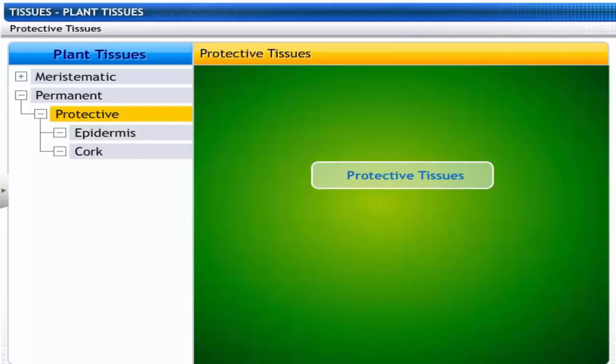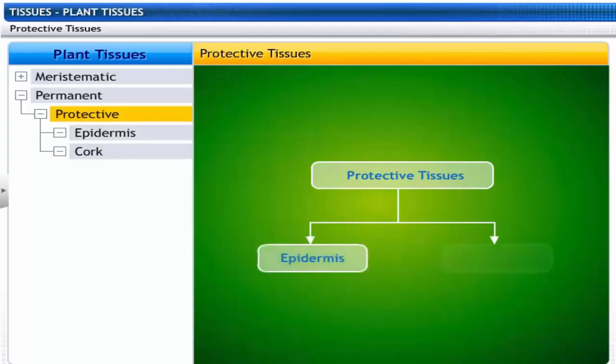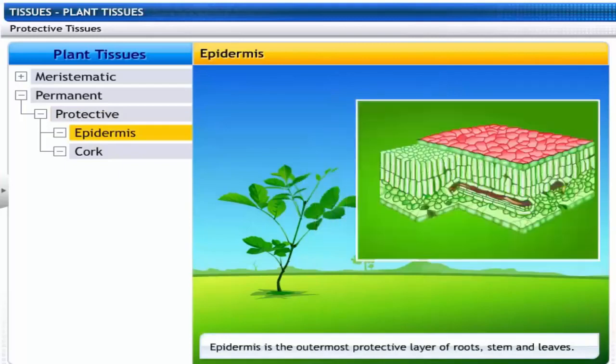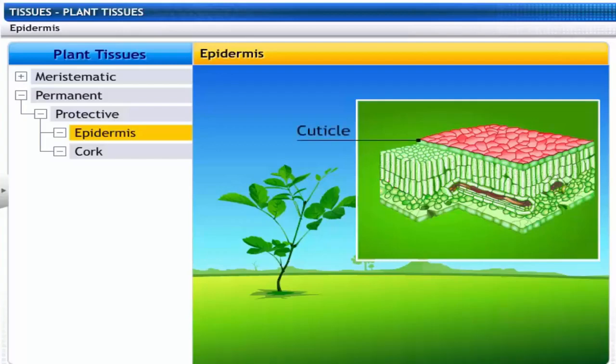Another type of tissue that is very important for plants is the protective tissue. They protect plants from the surroundings. Protective tissues include epidermis and cork. Epidermis is the outermost protective layer of roots, stems and leaves. It is one cell thick and covered with a waterproof layer called cuticle.